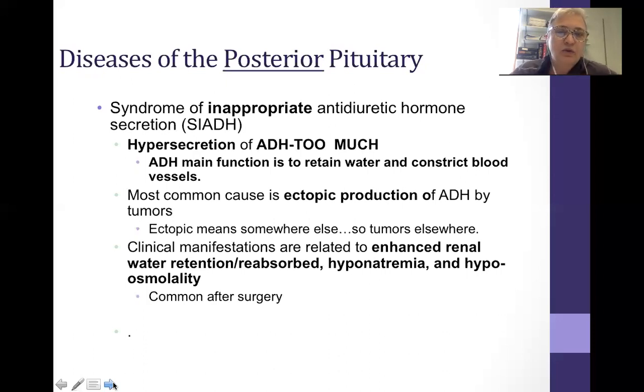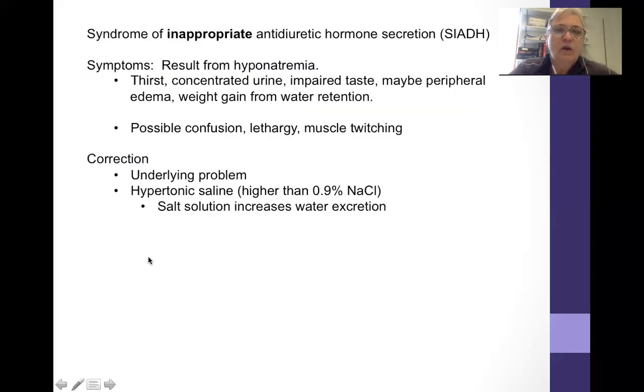But anyway, if you have a posterior pituitary problem, you could have too much ADH, and so too much water retention, basically. The syndrome that would result has the associated hyponatremia. You're going to have thirst and concentrated urine, impaired taste, maybe some peripheral edema, maybe some weight gain from water retention, confusion, lethargy, muscle twitching.